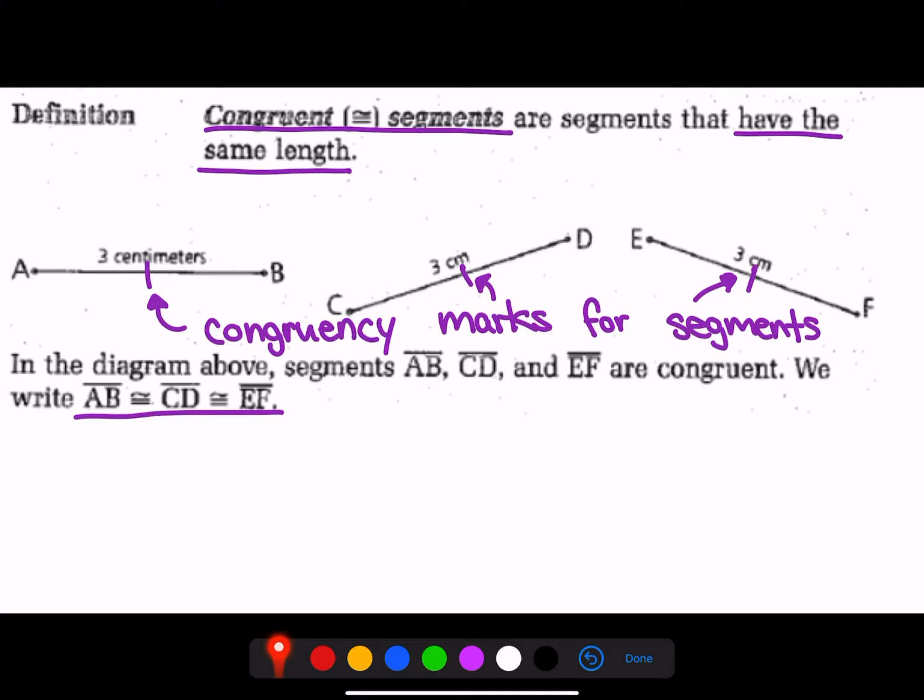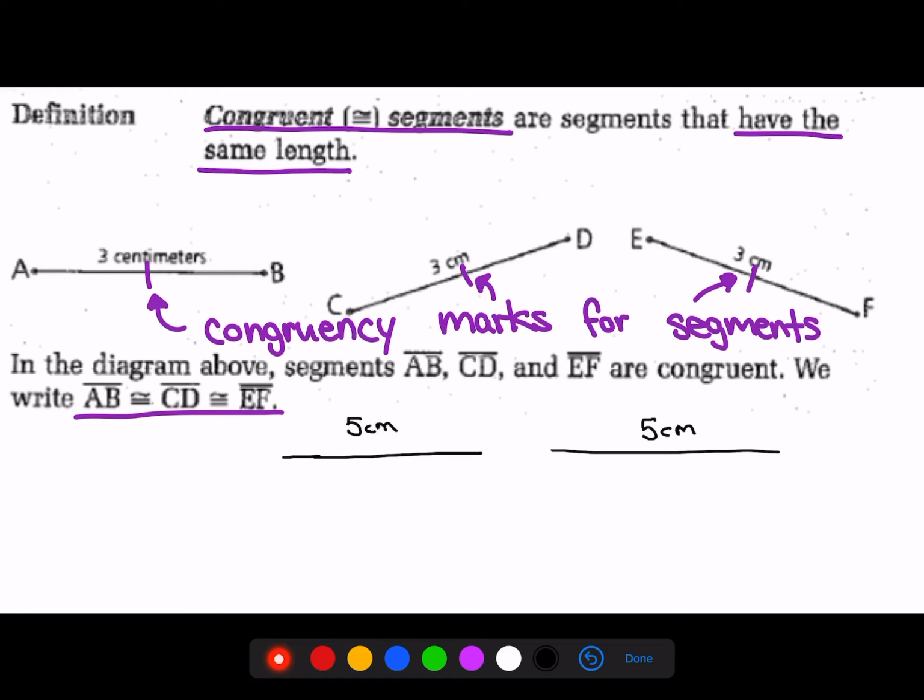Now, we can also use congruency with segments as well. Angles aren't the only thing that can be congruent. Segments can be as well. Same type of thing going on with segments. As you can see, these are all 3 centimeters, so they all get 1 congruency tick mark. If I had 2 more segments down here, let's say that these are both 5 centimeters.